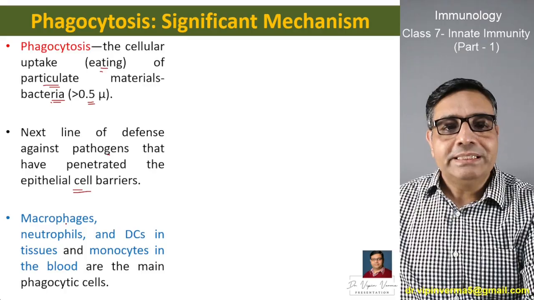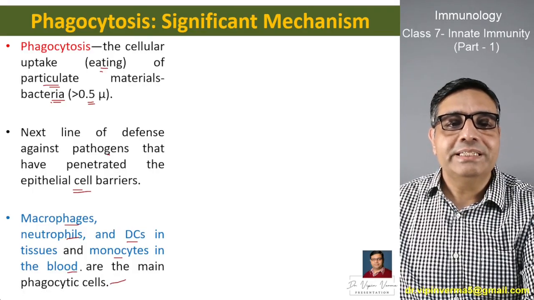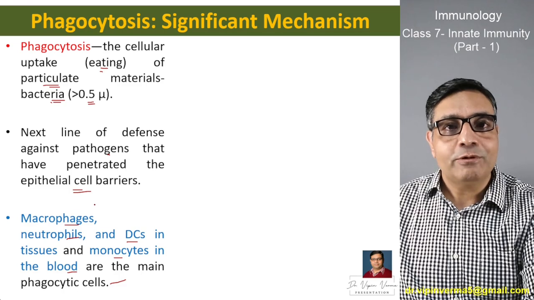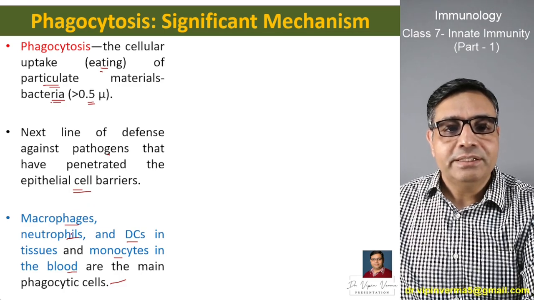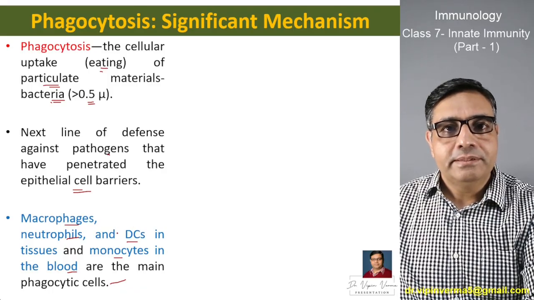Then we have macrophages, neutrophils, dendritic cells in tissues, and monocytes in the blood, which are the main phagocytic cells. So these four are the main phagocytic cells: macrophages, neutrophils, dendritic cells in tissues, and monocytes in blood.